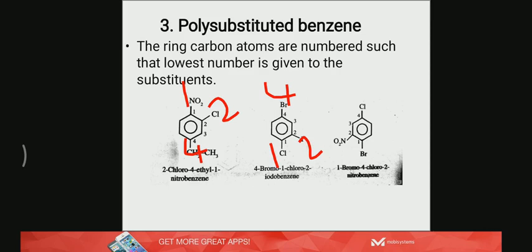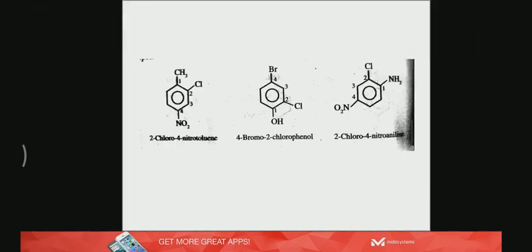The next one, numbering starting from bromine, 1, 2, 4, alphabetical order, 1-bromo, 4-chloro, 2-nitrobenzene. Right? So this is how we do it for polysubstituted benzene. Now finally, what is the speciality here? Here there are groups giving a special name to benzene. In that case, in polysubstituted benzene, if there is a special group giving a single name to benzene, then that is given position 1, and then number the rest of the substituents clockwise or anti-clockwise such that the lowest numbers are given to the remaining substituents.